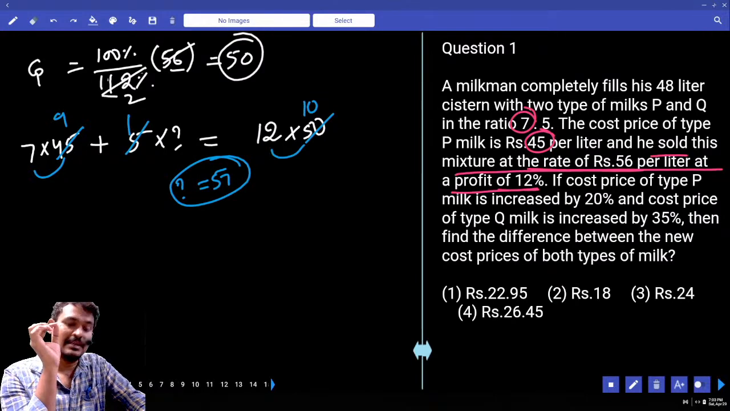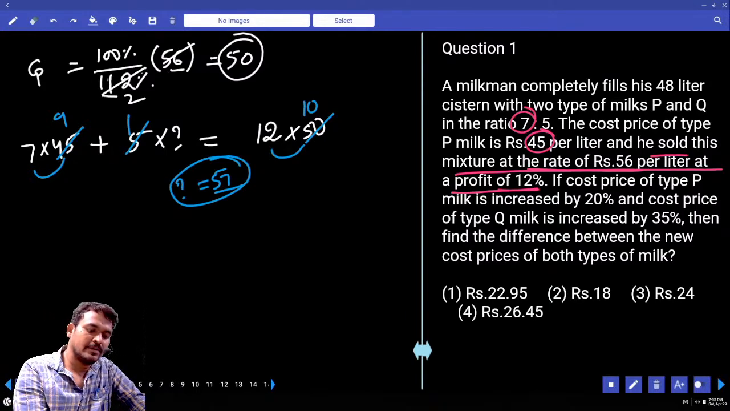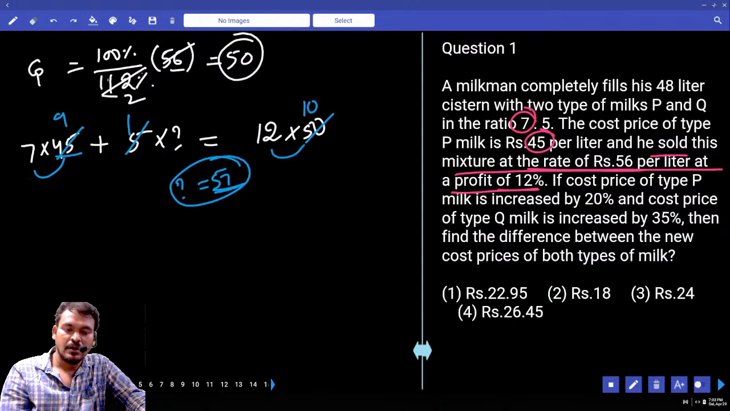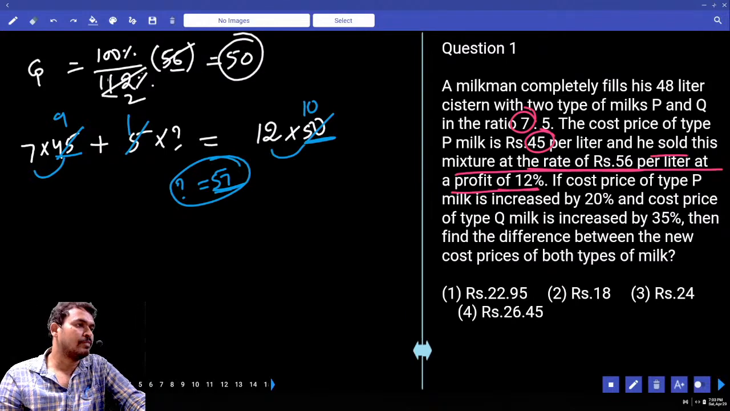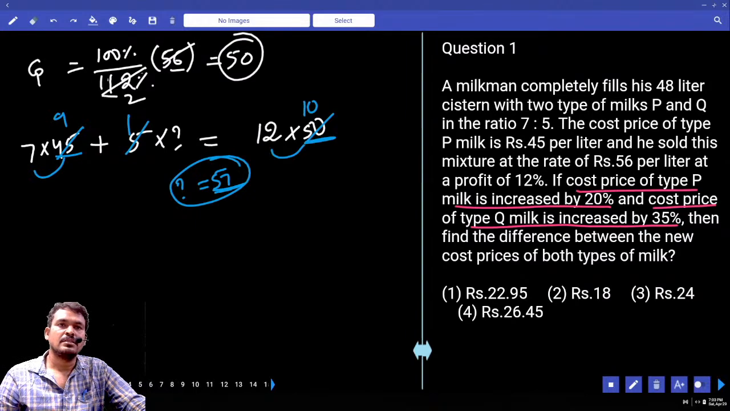That is the second quantity per liter value or per kg value? Per liter. What is the first one per liter? 45. Second one per liter? 57. But the mixture per liter? 50. What is the question here? The cost price of type P milk is increased by 20%, and the cost price of type Q milk is increased by 30%.